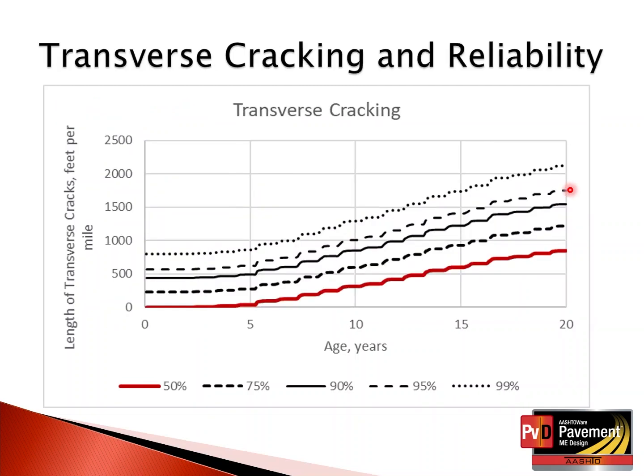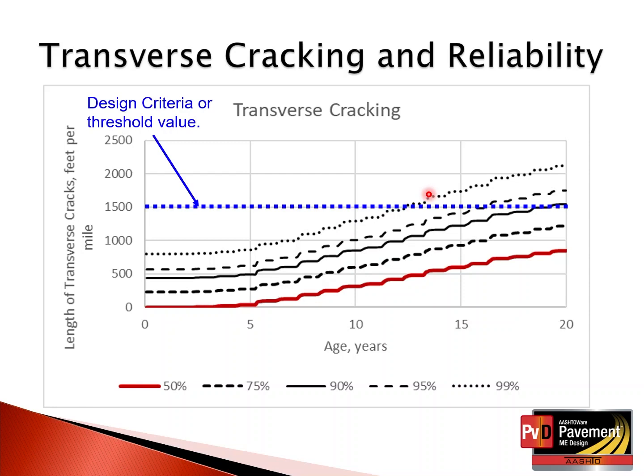Now let's move to transverse cracking. This is exactly the same as the previous slide for total rut depth, but in this case we have length of transverse cracks in feet per mile over time or age for over 20 years. And again, the red curve is the 50% reliability. The black dashed curve here is a 75% reliability. The solid black is a 90% reliability. Next line above that is a 95% reliability. And then the upper small dash curve is a 99% reliability.